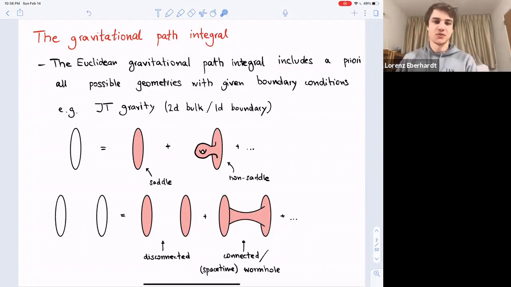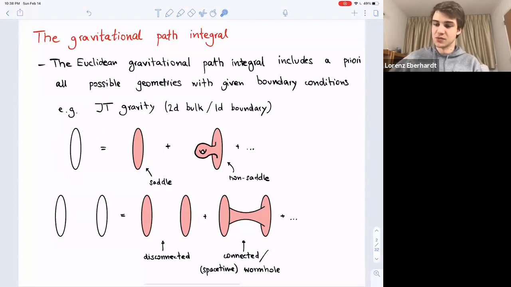Okay, so whenever we compute some gravitational path integral, and we fix some boundary conditions, then of course we should integrate over everything. So we should integrate over the metric, but we should also sum over different topologies. One example that has been explored a lot recently is JT gravity, where we have a two-dimensional bulk theory and a one-dimensional boundary theory.